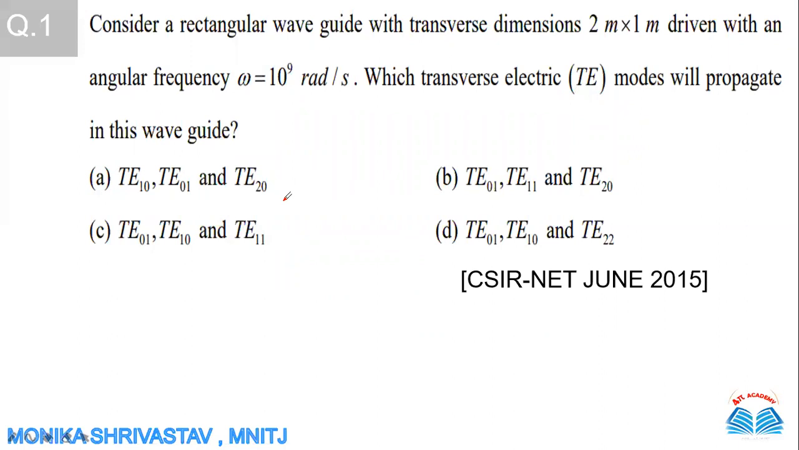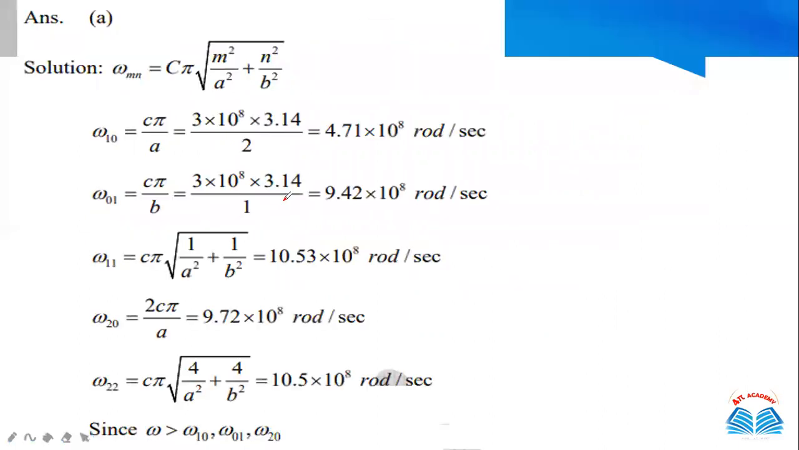This question is from NET June 2015, and believe me, it is an easy question. Every value is given, so just put in the formula. This is your formula: omega mn equals c pi under root m square upon a square plus n square upon b square. What is this c? c is the velocity of light, 3 into 10 to the power 8 meter per second.